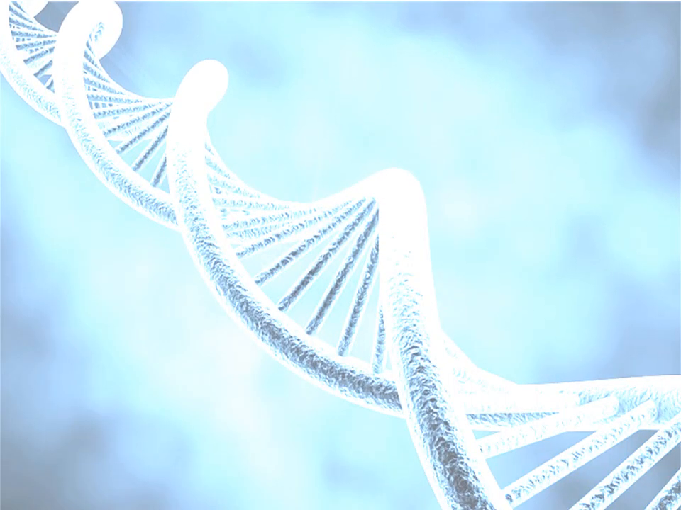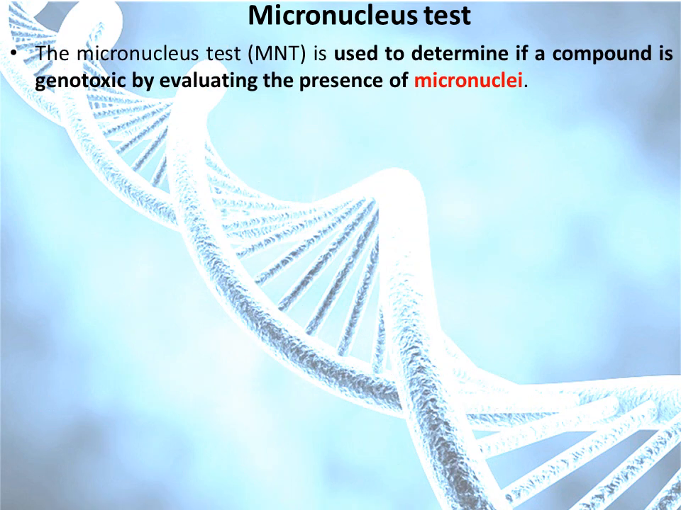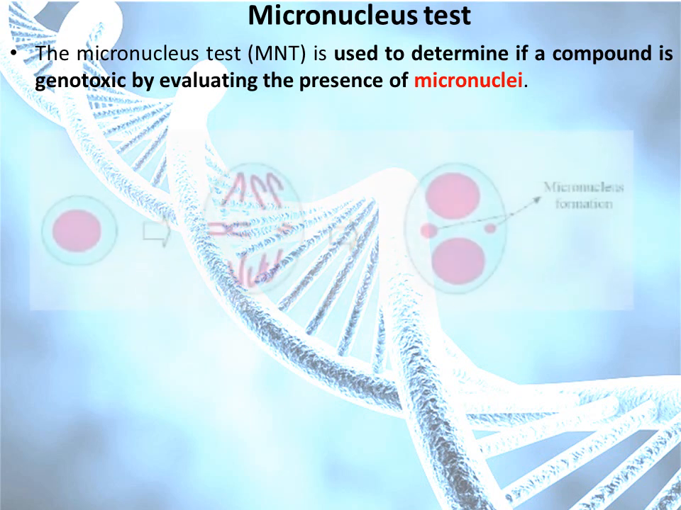Hi all of you. In these slides we will see a brief review about the micronucleus test, or what the micronucleus test is used for. The micronucleus test is used to determine if a compound is genotoxic by evaluating the presence of micronuclei. You should define here what micronuclei are.